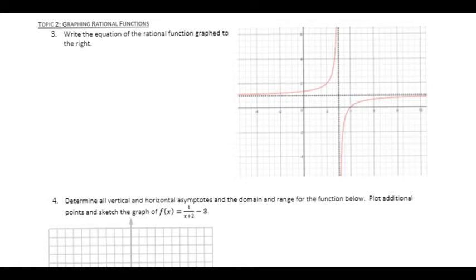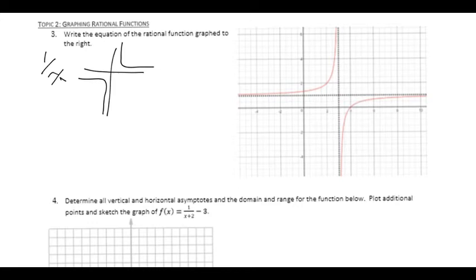Hi guys, this is topic 2, which is graphing rational functions. The first kind of question that I can ask you is, what is the equation of the rational function that you've been given? Everything is based on the parent function, which is 1 over x, that has vertical and horizontal asymptotes at x equals 0 and y equals 0 respectively, and the arms of the function itself are in the first and the third quadrant.